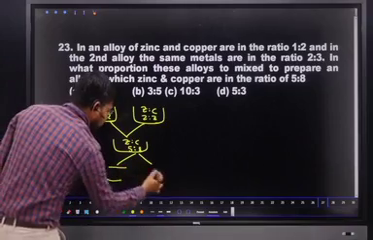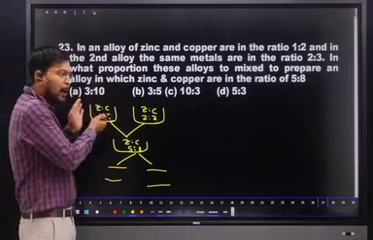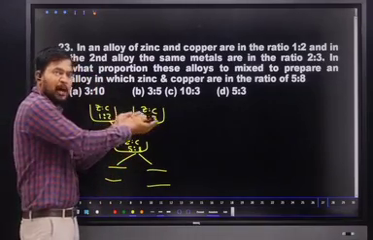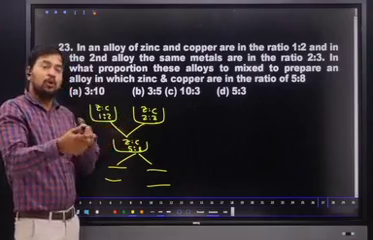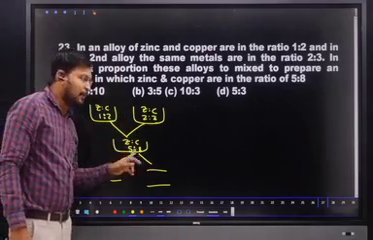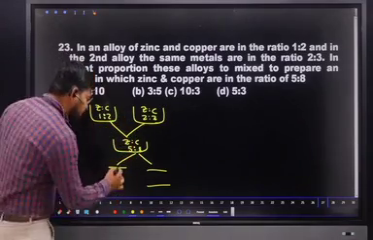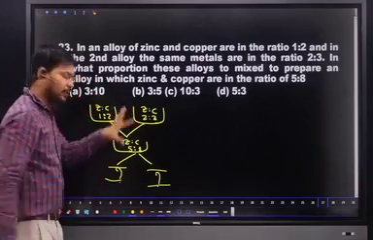They're asking which ratio. How many parts are we taking from the first vessel? How many parts are we taking from the second vessel? In that way, we are getting zinc and copper in the ratio 5:8. They are asking this ratio. All of you understood what the question is?